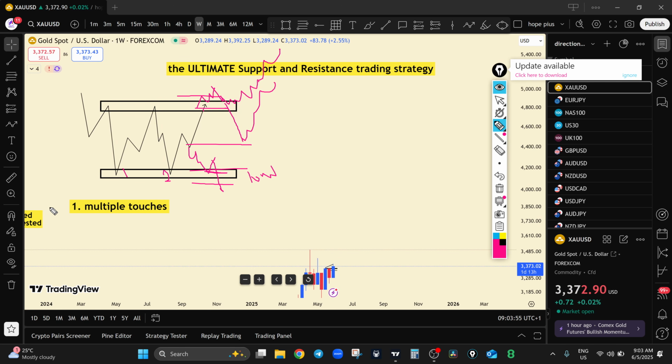And then number 2 fallacy is that they will tell you the area of support and resistance is a zone. You treat area of support and resistance as a zone instead of a single price. When you treat it as a zone, there's a confusion there. The confusion is, how do you know when the support and resistance is broken?